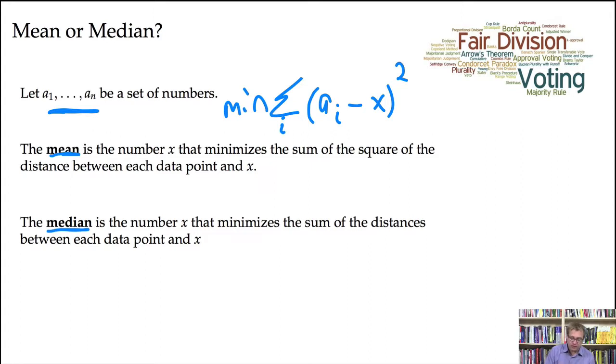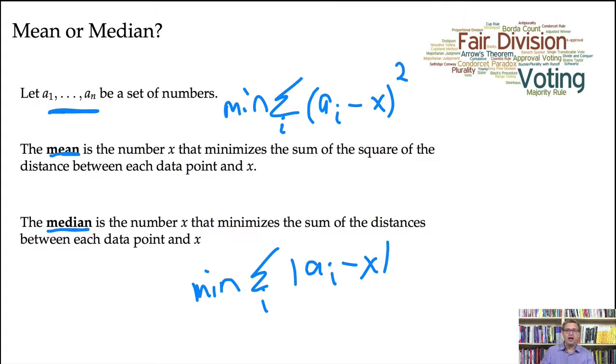The median turns out to be, rather than squaring the differences, we just look at the absolute value of all of the differences. So we're just looking at the absolute distance between a sub i and x. We sum up over all of the data points, and again, the median is the number that minimizes that distance.